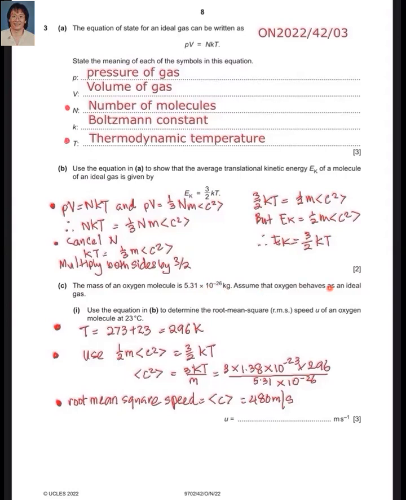Assume that oxygen behaves as an ideal gas. Use the equation in B to determine the root mean square speed u of an oxygen molecule at 23 degrees Celsius. This question carries 3 marks. The first mark is to convert your temperature from degrees Celsius to Kelvin, which will be 296 Kelvin. Then we use the average translational kinetic energy equals 3/2 kT. You can get your c squared, the mean square speed of the oxygen molecule. Then you square root it, and you will get the root mean square speed u of the oxygen molecule, which is 480 meters per second.